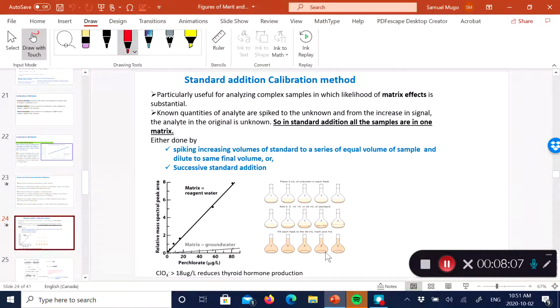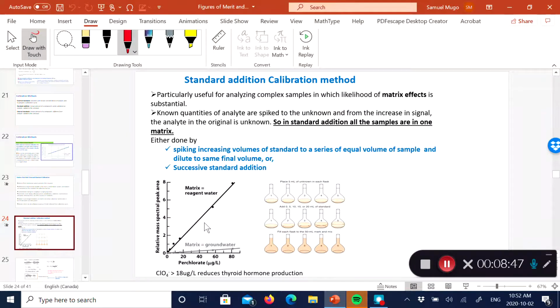See what we have done. In each of these volumetric flasks, you've got a known concentration of the standard that you spiked, but you also have a known volume of the unknown sample in each one of them. And so the matrices in each of these solutions are the same. And so if you inject it into the instrument, the effect of the matrices gets corrected, because the analyte is being analyzed in the same environment as the matrices. And so you generate the calibration graph.